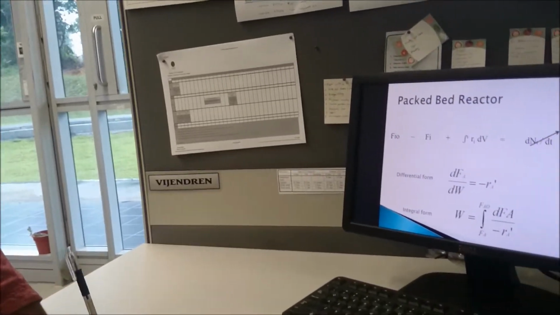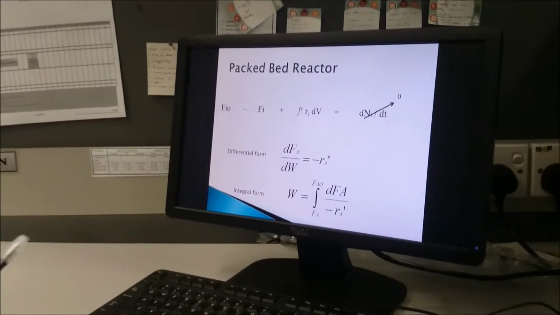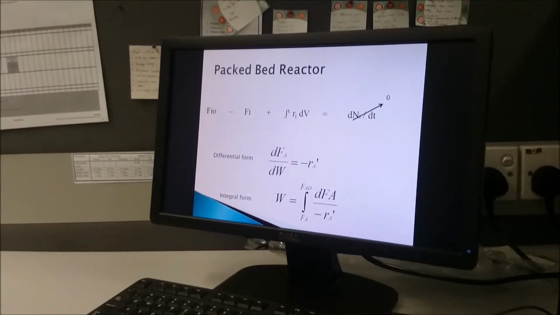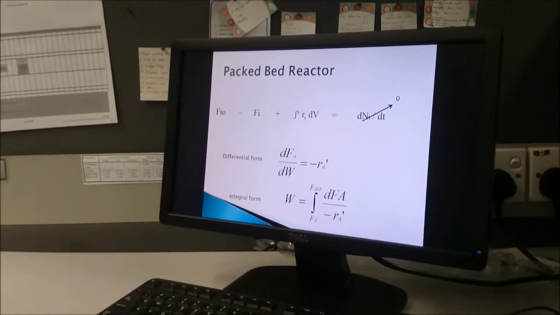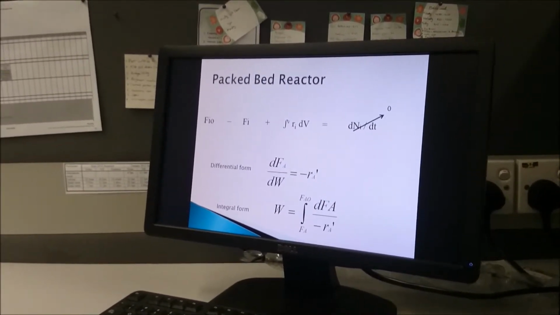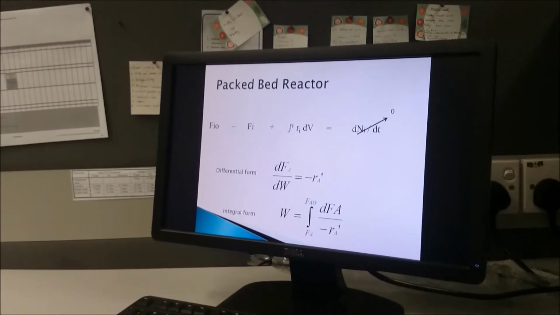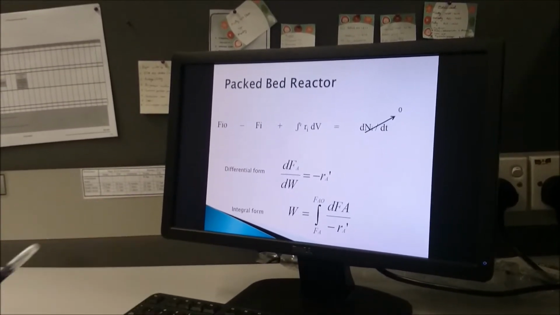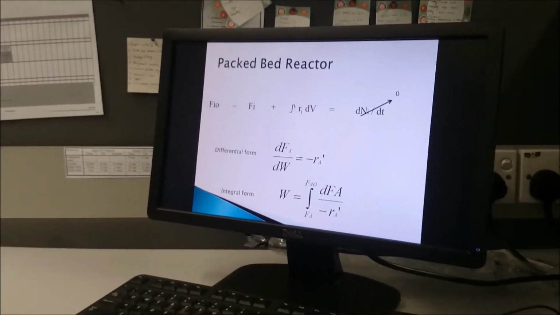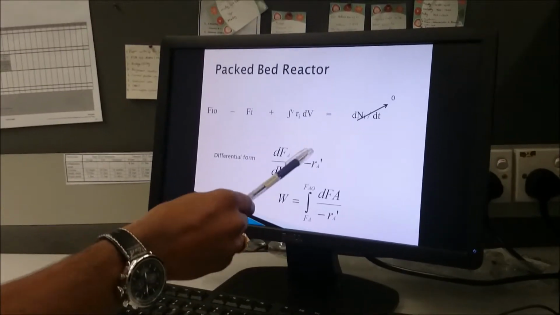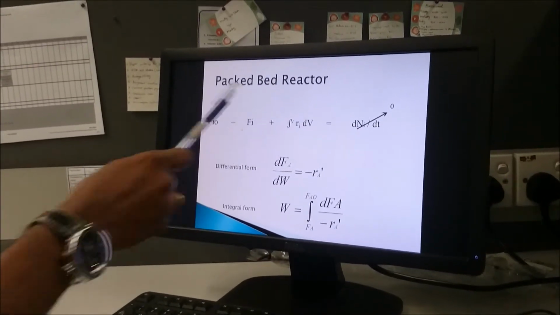Packed bed reactor, same as the other flow reactors, does not have any accumulation, because there is continuous flow of reactant into the reactor and continuous flow out of the product. Therefore we can come up with the differential form and integral form, which are carried out based on the amount of catalyst. For the packed bed reactor, the reaction rate has the prime sign, which indicates the packed bed reactor.